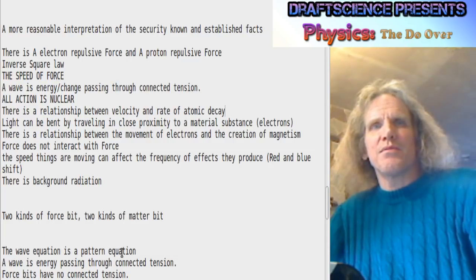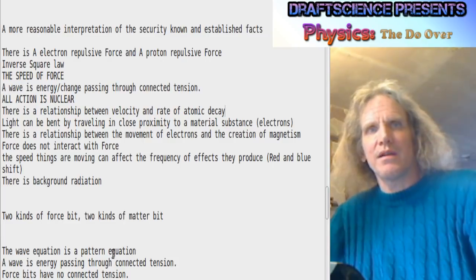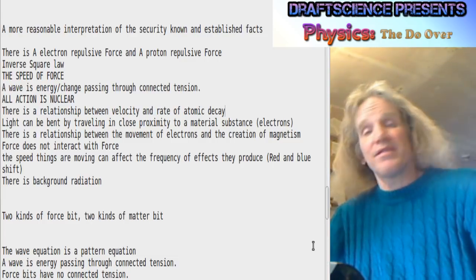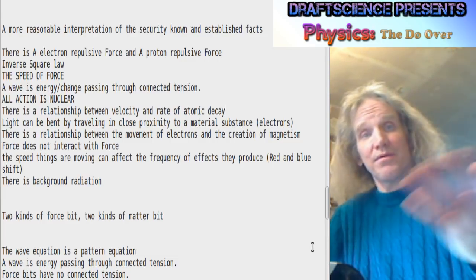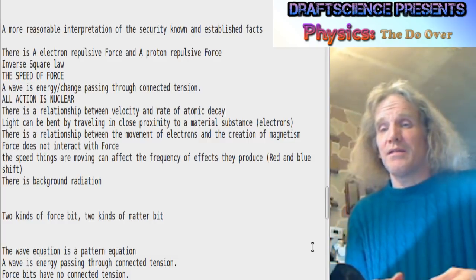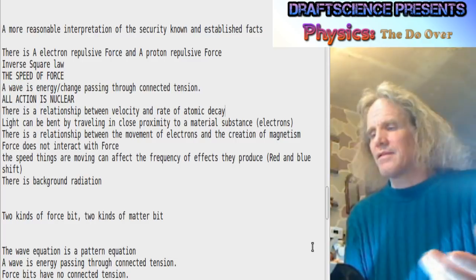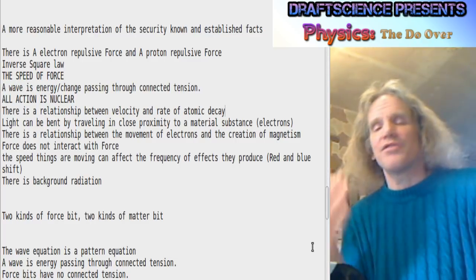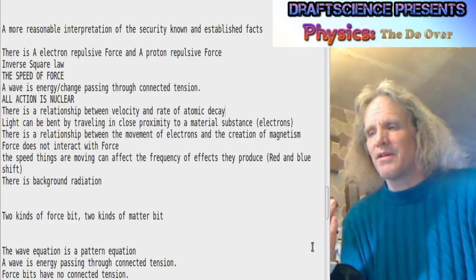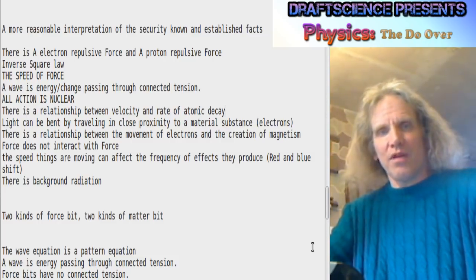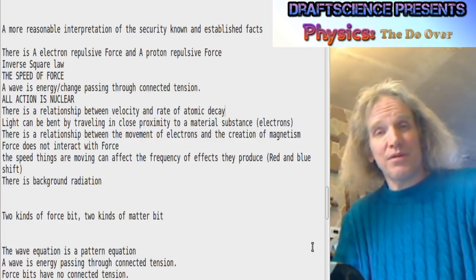The speed of things moving, I think, can affect the frequency of the effects they produce. That would be red and blue shift. The simple example is with sound. You can understand fairly clearly that sound waves are being thrown, and sound is a perturbation, a wave disturbance. So it's a lump, you could say, and then no lump, and then a lump, and no lump, is kind of what sound is doing.